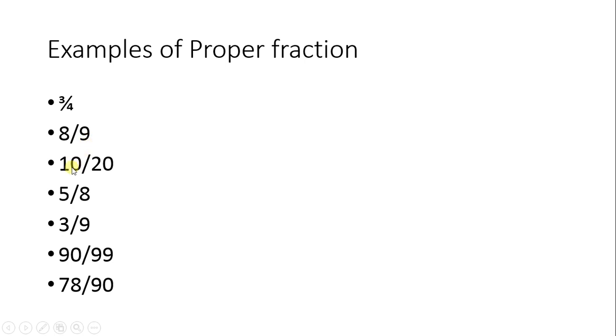Similarly, another example is 10 by 20, where 10 is the numerator and 20 is the denominator. We can also see 5 by 8, where the numerator 5 is smaller than the denominator 8. 3 by 9: numerator 3 and denominator 9, and the numerator is smaller than the denominator. Another example is 90 by 99, where 90 is the numerator and 99 is the denominator.